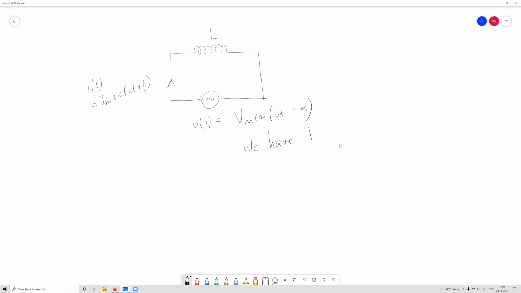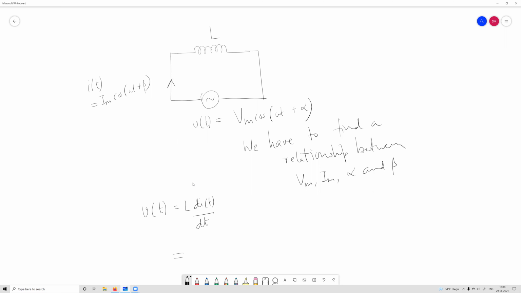We have to find a relationship between Vm, Im, alpha, and beta. So, what is the basic equation of an inductor? Basic VI equation of an inductor? V is equal to L di by dt. Absolutely. Here, Vt equal to L di by dt.